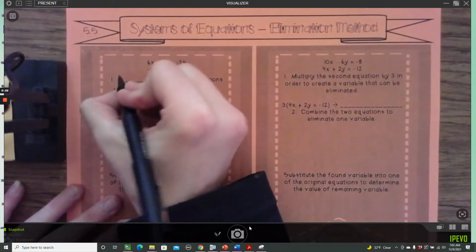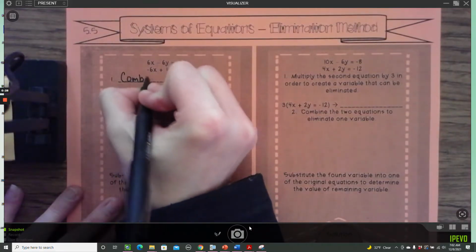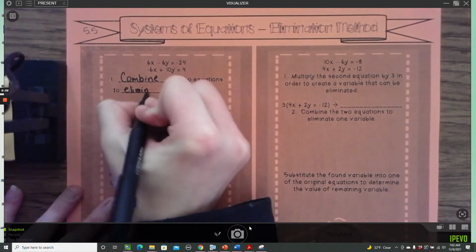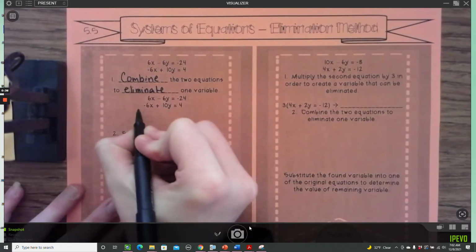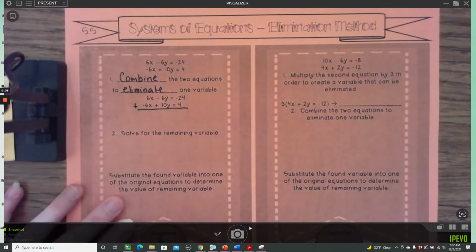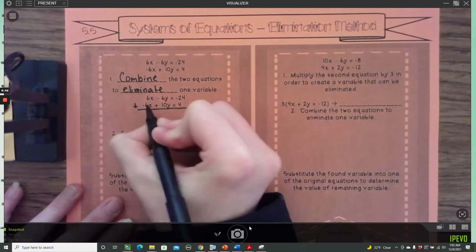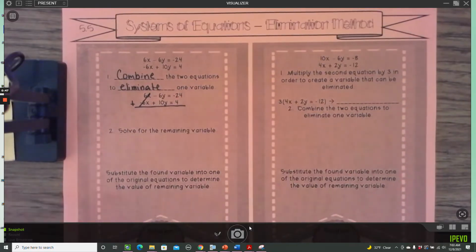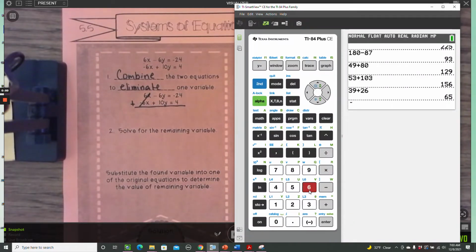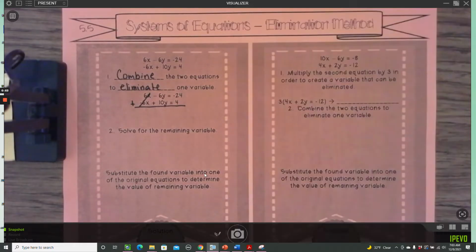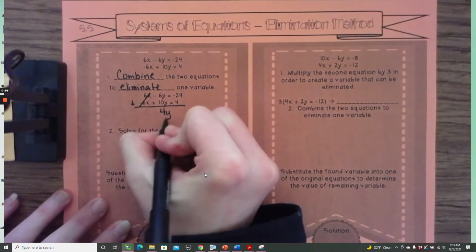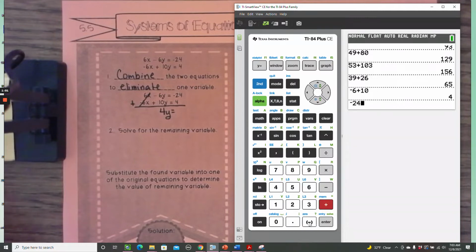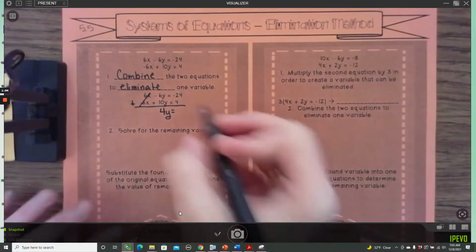So the first thing that we do is we combine the two equations to eliminate one variable. So by combine, we're just going to add them together. So the positive 6x and the negative 6x, they're going to cancel. Here with the y's, I have a negative 6 and a positive 10. So if I add those together, negative 6 plus 10 is going to give me a 4. So 4y equals, so negative 24 and a positive 4. Negative 24 plus 4 gives me a negative 20.